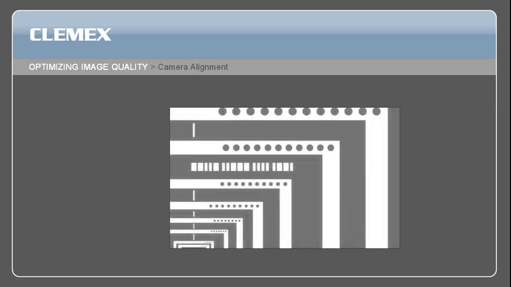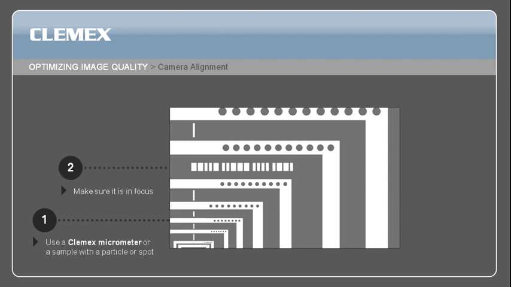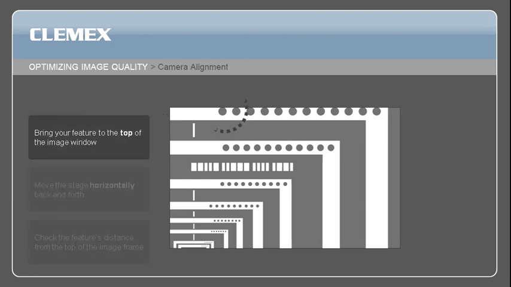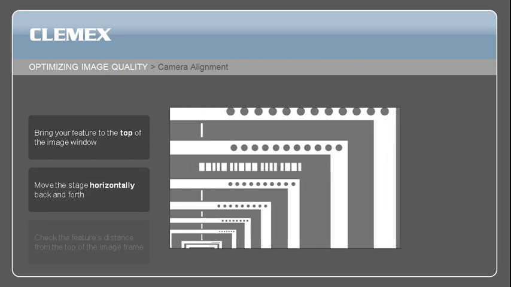To check the alignment of your camera, use a Climax micrometer or a sample with at least one particle or spot. Make sure it is in focus and select a feature in your image. Bring your feature to the top of the image window. Next, move the stage horizontally back and forth.